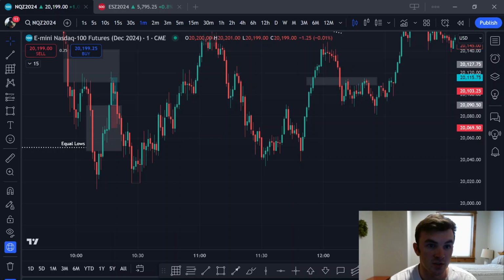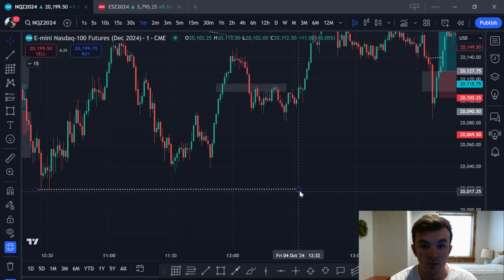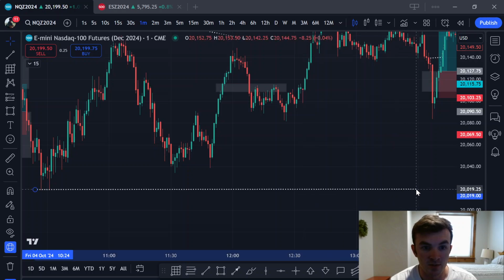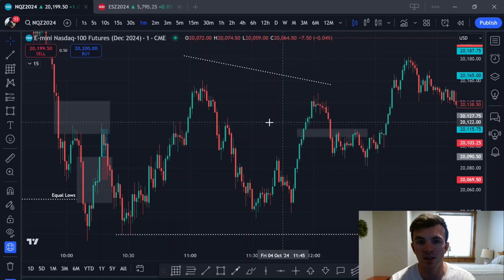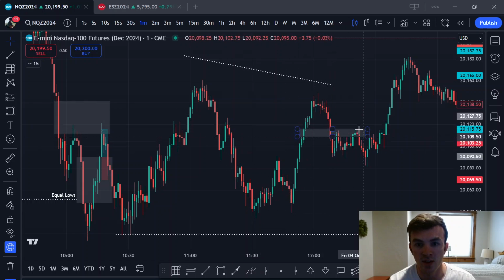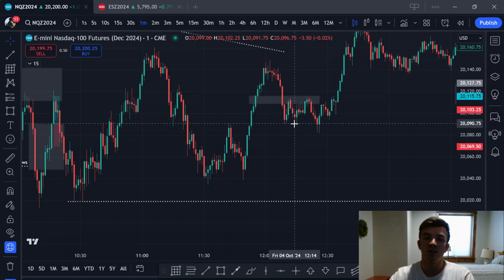So there was a clear draw on liquidity. There were these equal lows, so definitely not a bad trade, but it did not end up working out for him. I'm guessing this could have been like a sweep, break of structure, fair value gap kind of entry. That's maybe what this was, but I'm not entirely sure.